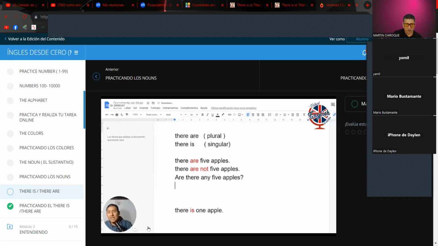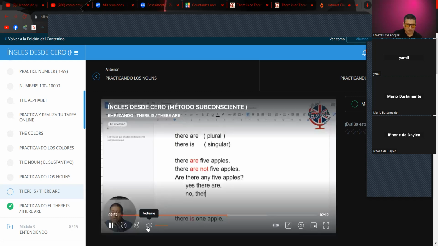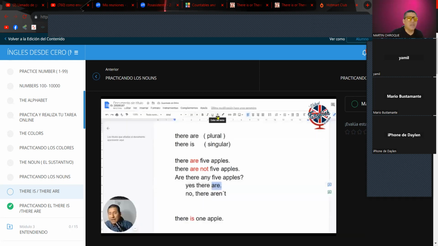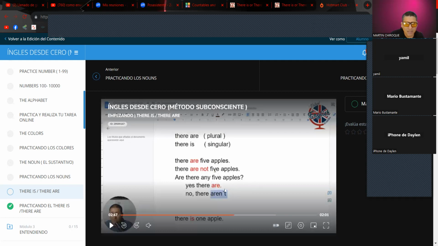Hay 5 manzanas. Miren cómo pregunté. Yo respondería si fuera positivo, yes, there are. Y si fuera negativo, respondería no, there aren't. Okay, it is very important to remember, students, what is the difference when you say here in plural you have to say "there are". The negative of plural, "there are not" or "there aren't" in the contraction, right? In interrogative form, you have to say, "Are there any?" The answer in positive, yes, there are, or no, there aren't.